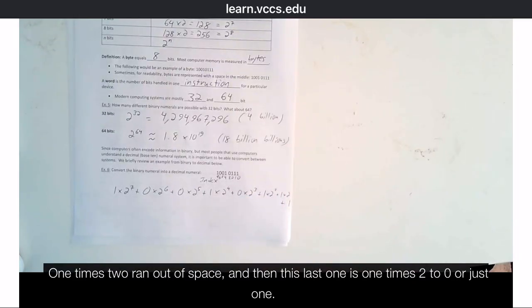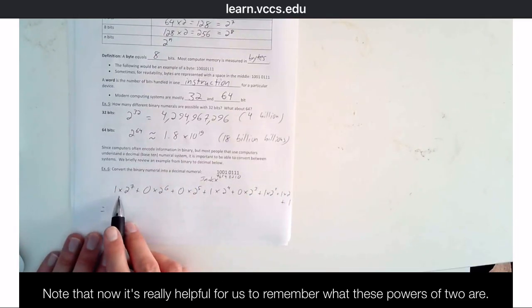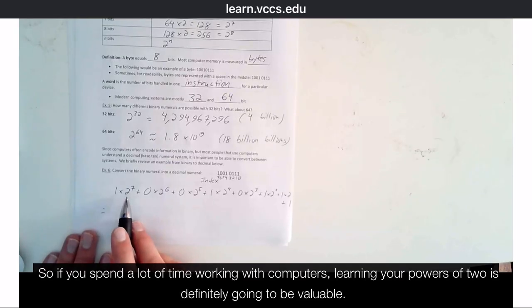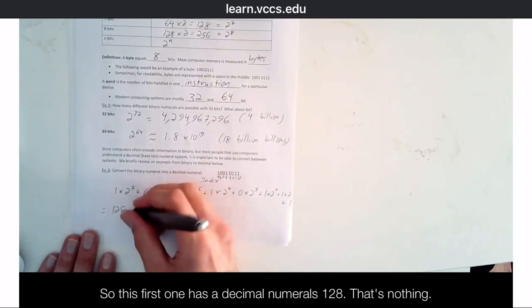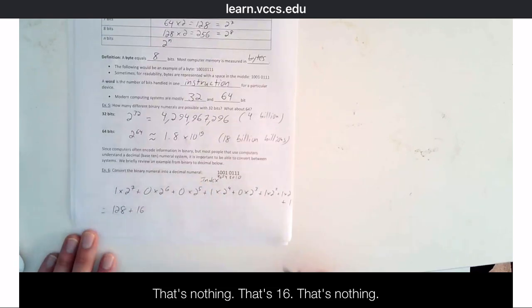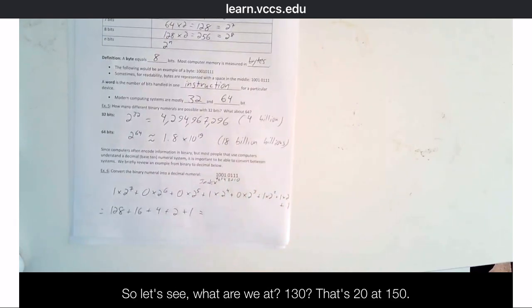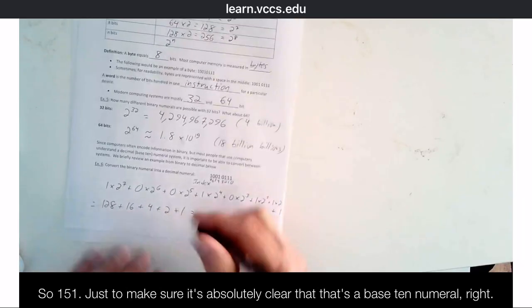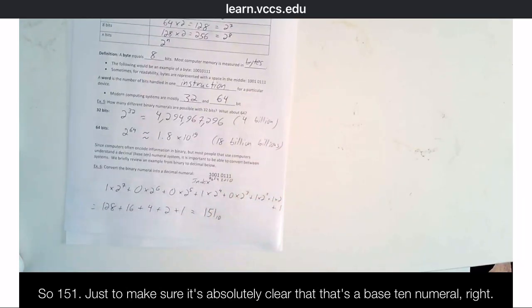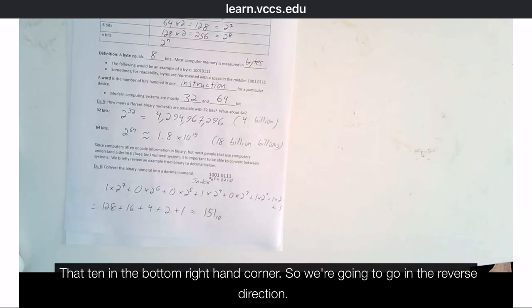or just 1. Note that now it's really helpful for us to remember what these powers of 2 are. So if you spend a lot of time working with computers, learning your powers of 2 is definitely going to be valuable. So this first one has a decimal numeral of 128. That's nothing, that's 16, that's nothing, that's 4, and then 2, and then 1. So let's see, what do we got? 130, that's 20, that's 150, so 151. Just to make sure it's absolutely clear that that's a base 10 numeral, we'll write that 10 in the bottom right-hand corner. So we're going to go in the reverse direction now.